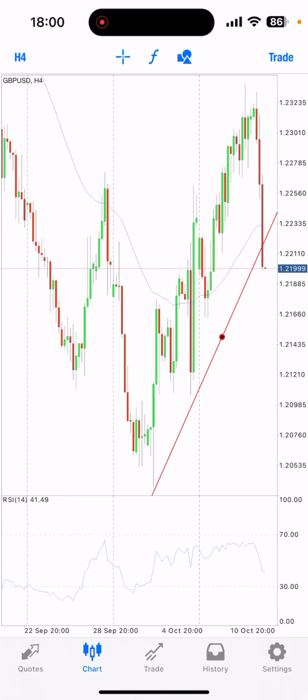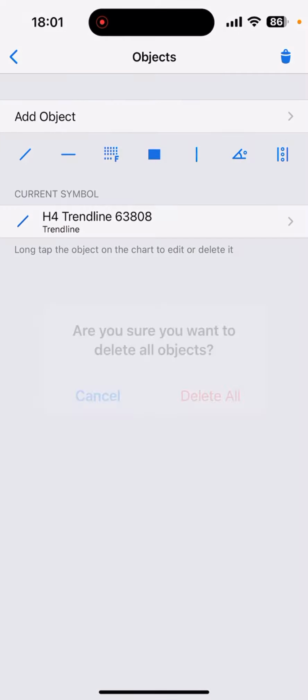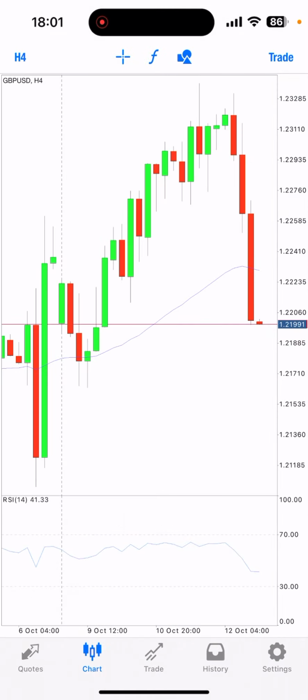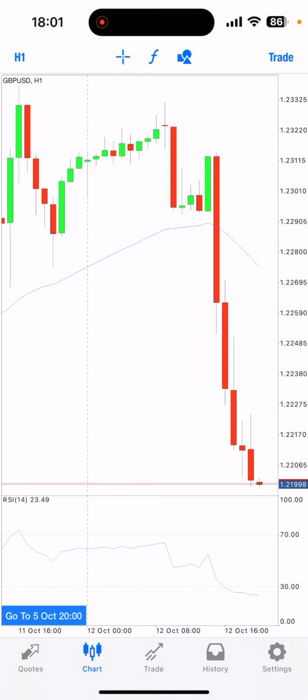Let's see what happened to the pound today. Okay, so I have my trend line. Let me just delete all this for now. Now take a look at what happened, okay? Let's go to the 1 hour time frame.